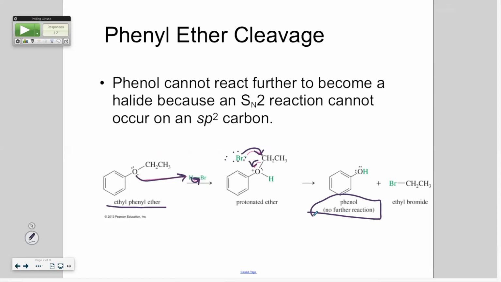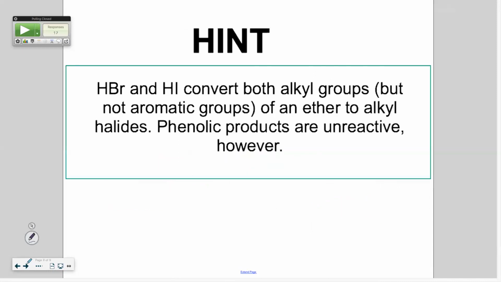You might do something else with the phenyl-O. Okay? So I just want to remind you of that. Here's your hint. HBr and HI convert both alkyl groups, but not aromatic, that's the benzene ring. I keep thinking we're going to get there. Groups of an ether to alkyl halides. Phenolic products are unreactive. That's how come.